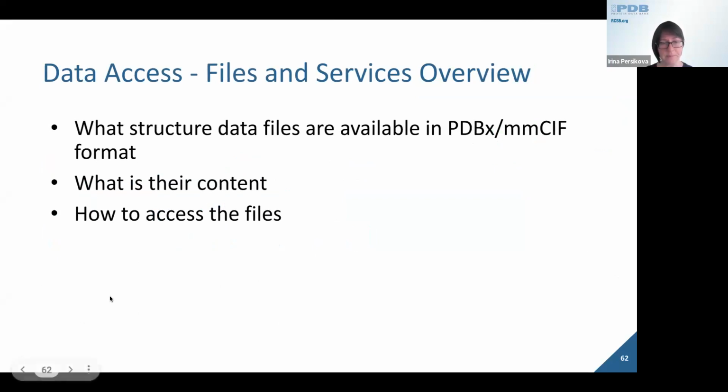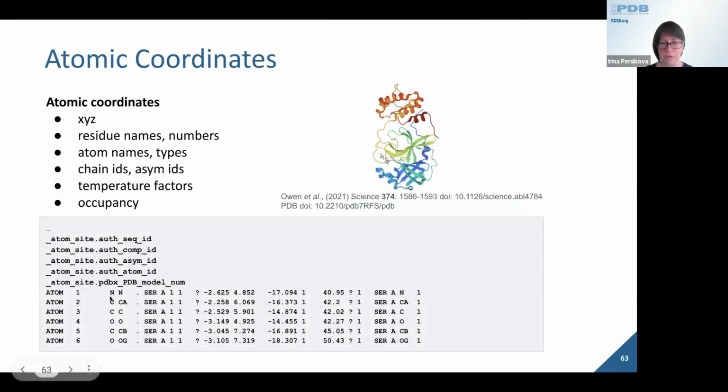Of course, the first in the list are atomic coordinate files that we already covered earlier in this course. The files contain a coordinate section with the XYZ values, residue names, numbers, atom names, atom types, chain IDs, ASYM IDs, temperature factors, and occupancy values.